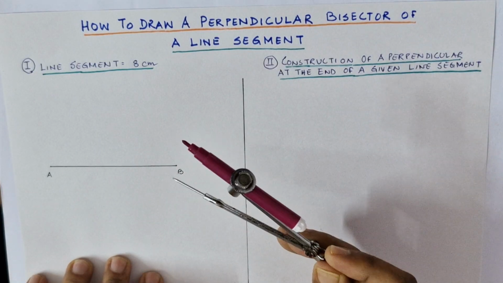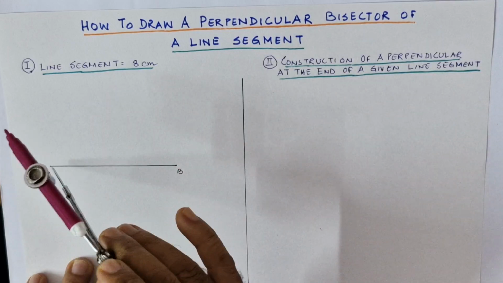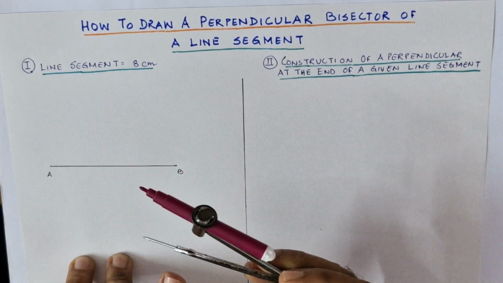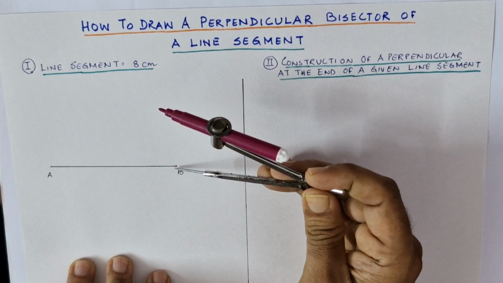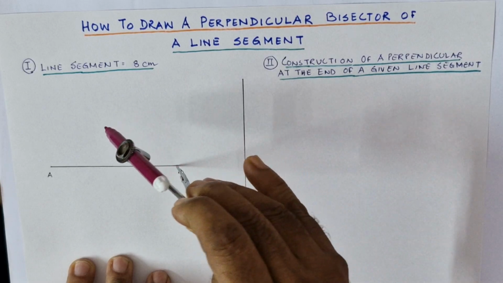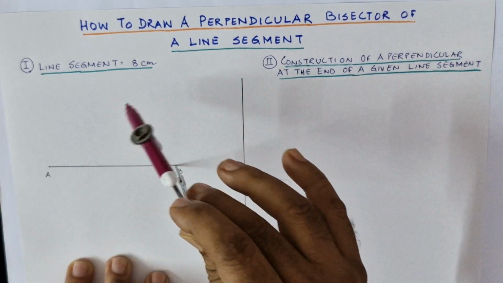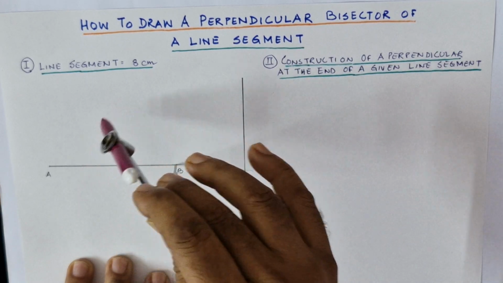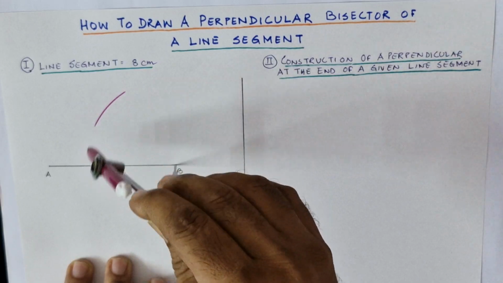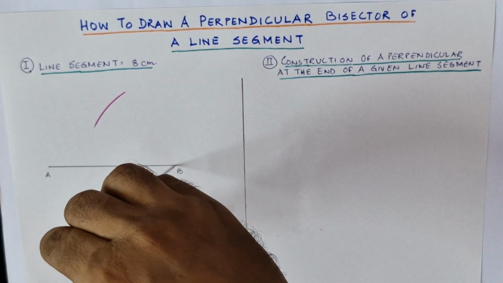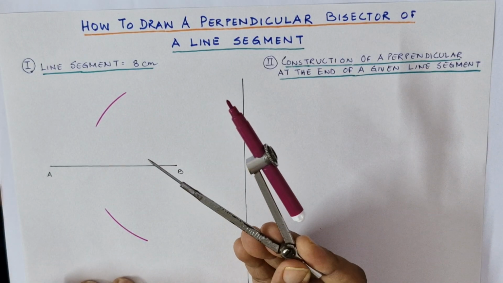So I'll be centering my compass at B. You can center at A also, and we'll be centering at A also. But in order to take the radius more than the half of the given line segment, let us point the center of the compass to B and measure the radius more than the half. See, and draw an arc here above and below like here. Got it? Don't change the radius.